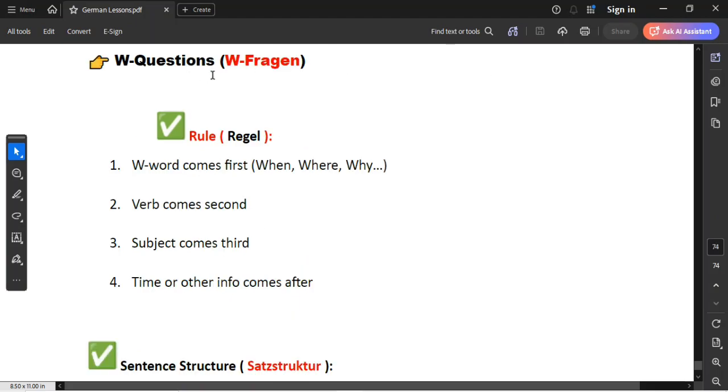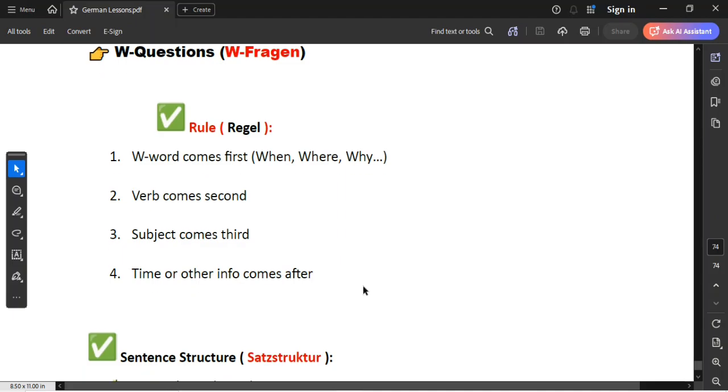The last thing I want us to look at is the rules in making a W question, that is W-Fragen. I'm going to start with the Regel. Regel Nummer 1, the W word comes first. Remember, in the last Lektion we were looking at the Fragen. Then the verb comes second, then the subject comes third, then time or other information comes after. So we start with the W-Frage, then the verb, then the subject, then time or the other info comes after the subject.